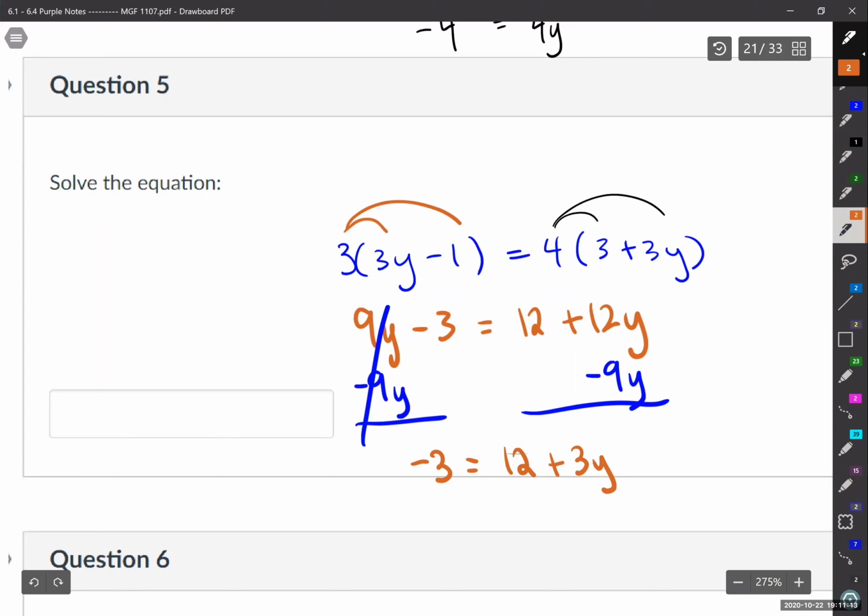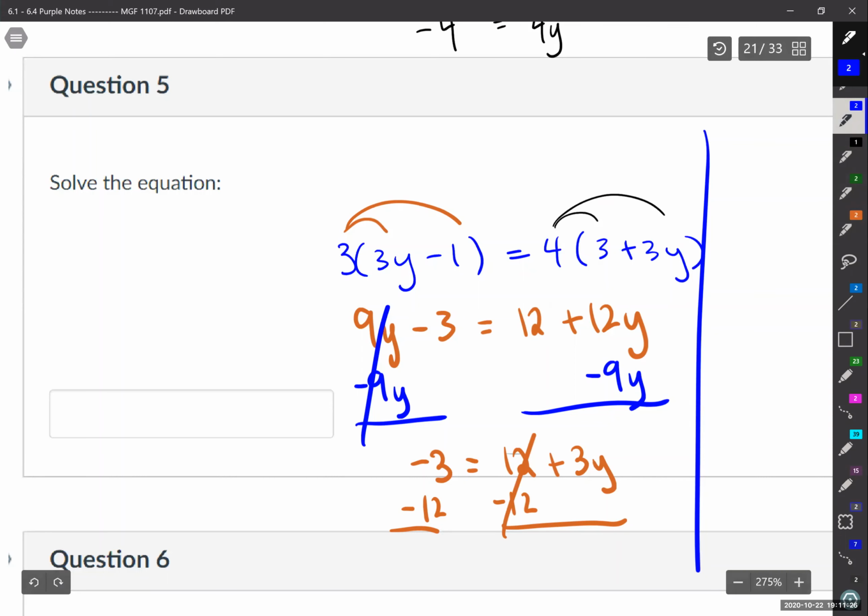here. So now we're going to move the numbers over. So I'm going to move the 12 over. It's positive, so I'll subtract. And that would leave me with negative 3 minus 12 is negative 15, equal to 3y. Divide both sides by 3 because it's being multiplied. And that would give us y equals negative 5.